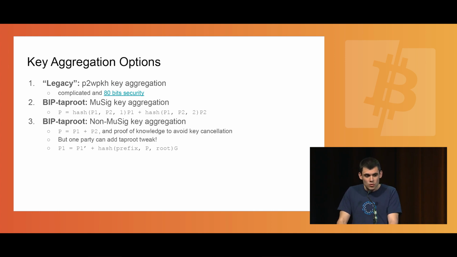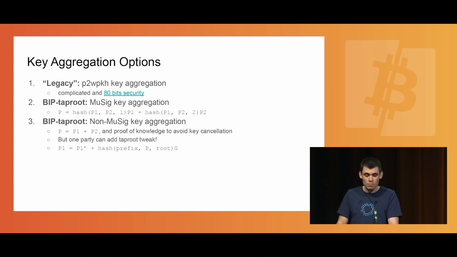With BIP Taproot, you can use MuSig key aggregation. The idea is that the final public key is just the sum of the individual public keys, but each individual public key is multiplied with the so-called MuSig coefficient. And the MuSig coefficient is a hash of the list of all public keys in the set and the index. You also have the possibility to not use MuSig key aggregation. The alternative is to just add up your individual public keys, and then you need to provide a proof of knowledge that you know the secret key to this public key in order to avoid key cancellation.